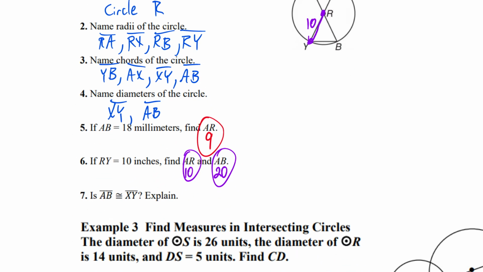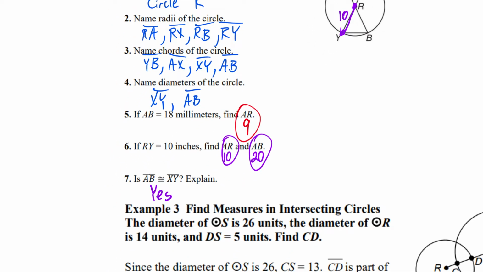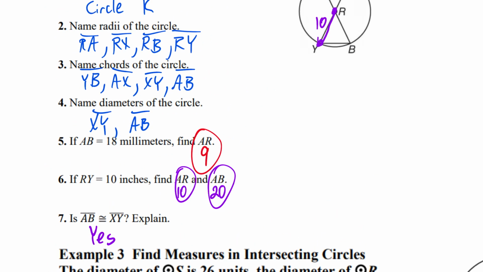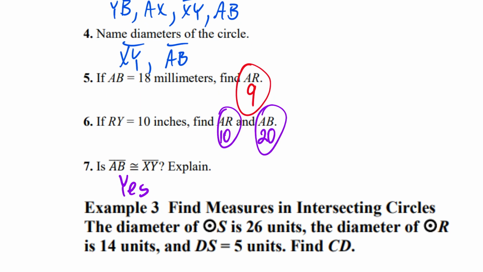Okay, is AB congruent to XY? Yes. Why? They're both diameters. So, we'll say it like this. They are both diameters of the same circle.